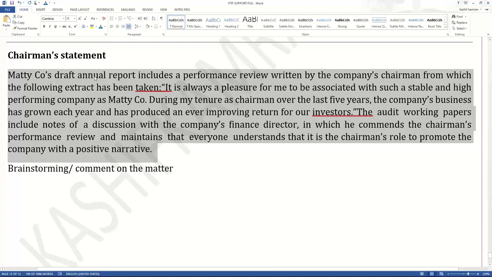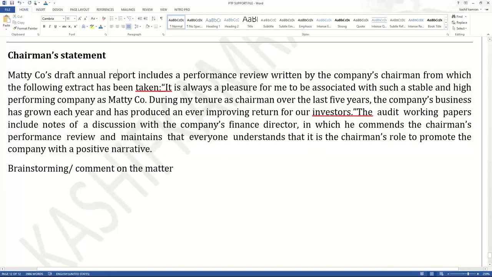METI company's draft annual report includes a performance review written by the company's chairman, from which the following extracts have been taken. So a chairman's review as part of the annual report, that is something very fine. But let's see, is there something wrong in the chairman's statement which has been published?